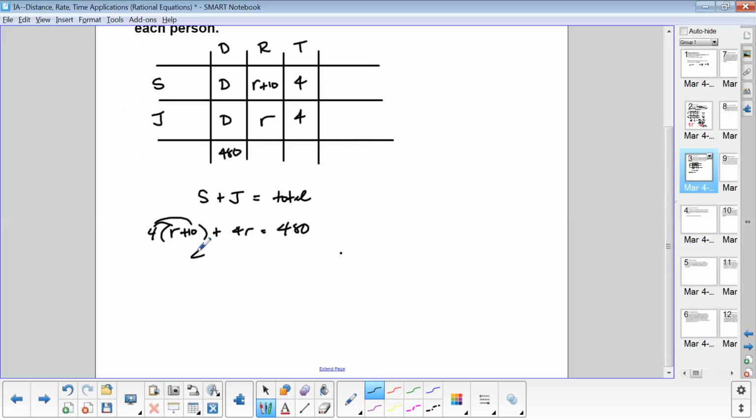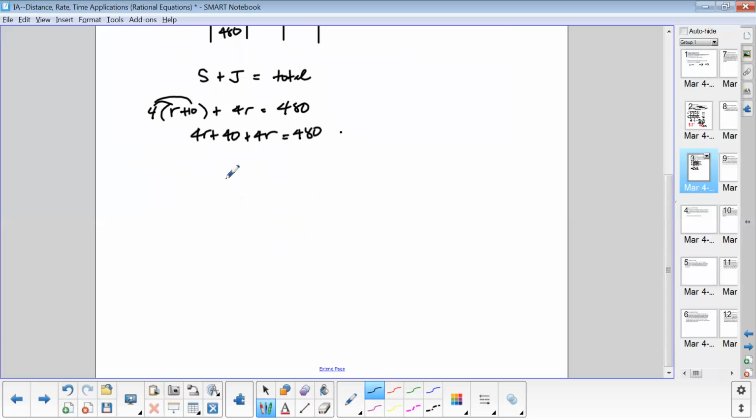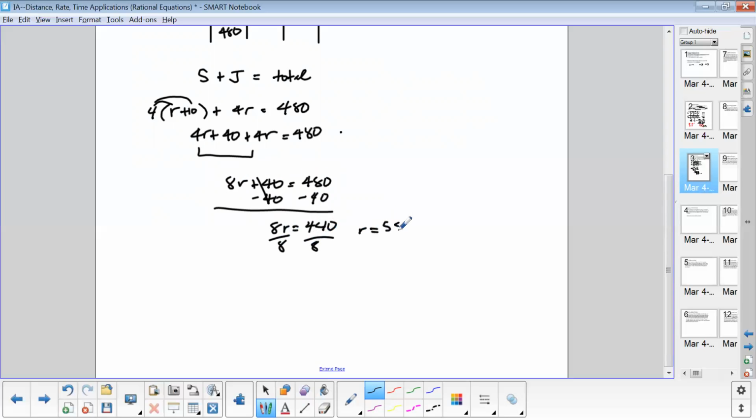So I'm going to distribute. I'm going to get 4R plus 40 plus 4R equals 480. And so that will give me 8R plus 40 is equal to 480, and subtract 40, and I'm going to get 8R is equal to 440. So divide by 8, R is equal to 55.